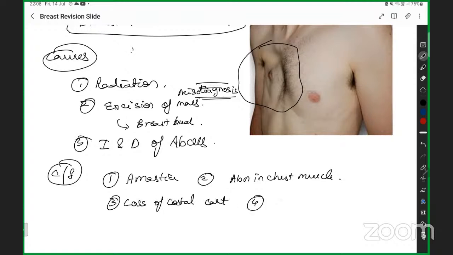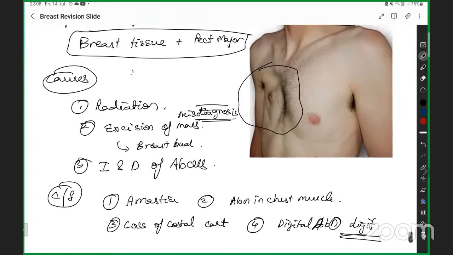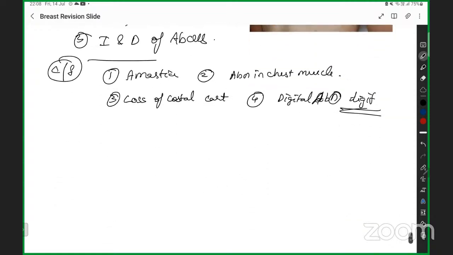And number four is going to be digital abnormality. So there is going to be abnormal development of digits. Okay, so fingers abnormal development will be there in Poland syndrome. Okay? So Poland syndrome comes genetically, and non-genetically also it can cause. That is what I first told you: radiation, excision of mass, breast bud removal and incision and drainage. Okay, so I think with this we have completed the entire topic of breast.